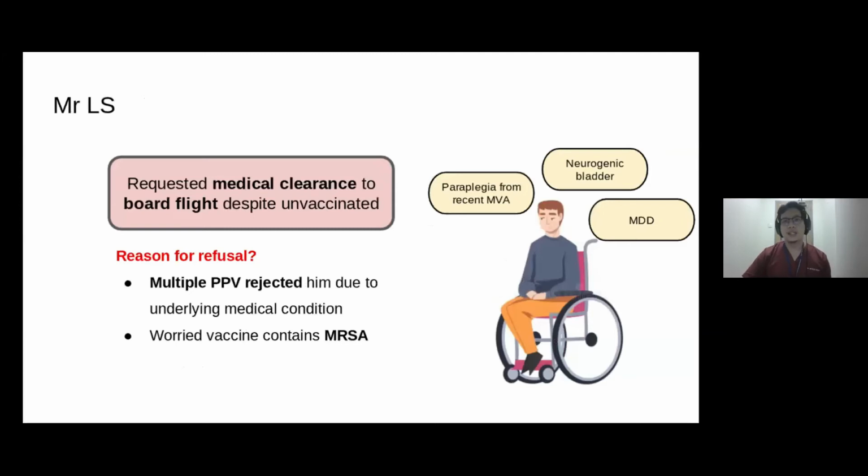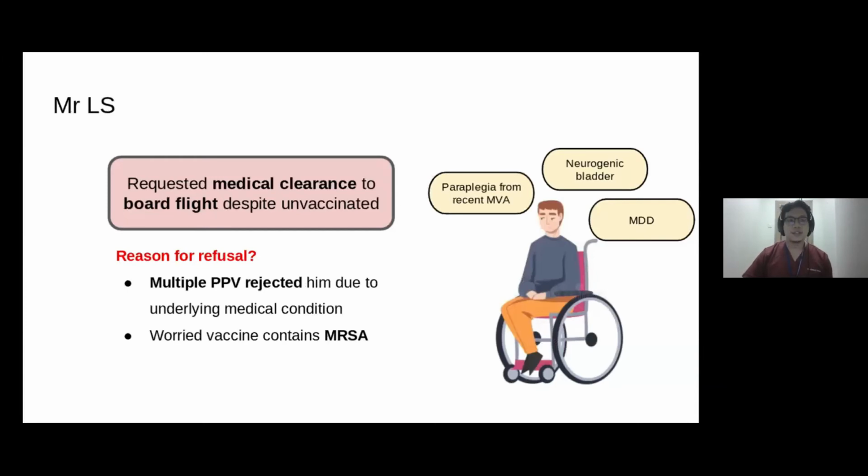When we asked why he did not want to get vaccinated, he said he had tried. He went to multiple PPVs and was rejected because of his underlying paraplegia and neurogenic bladder, and he was asked to come to hospital. Because of that, he was hesitant and refused to get vaccinated after that.